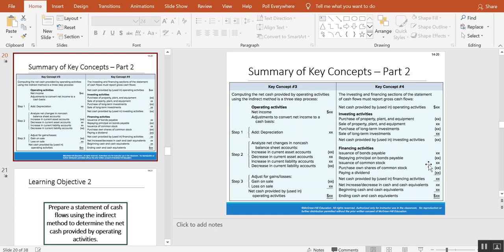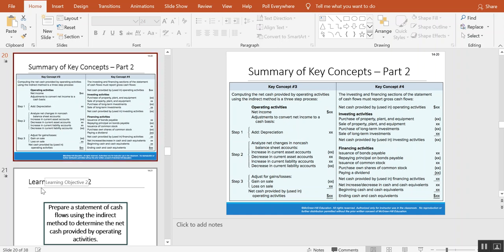And then for financing activities, we look at, okay, what did we issue? Did we issue bonds? If we did, we raised some money. Did we repay principal? If we did, we're using cash. If we issued stock, we're going to receive cash. If we purchased some of our own shares of common stock, that is treasury stock, to buy it back, then we used cash. If we paid a dividend, we also use cash. So the net cash provided by or used in financing activities is shown here. Then we're going to total all three, and we come up with the net increase or decrease in cash equivalents. Compare that to the beginning cash, and then identify the ending cash.